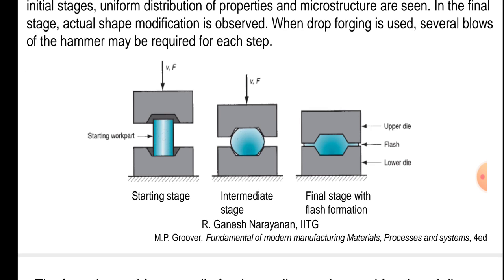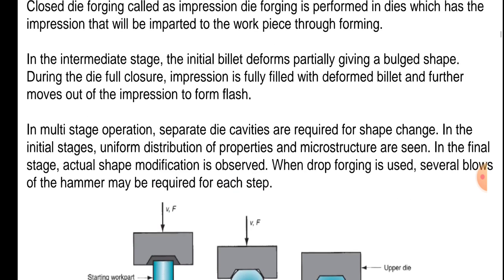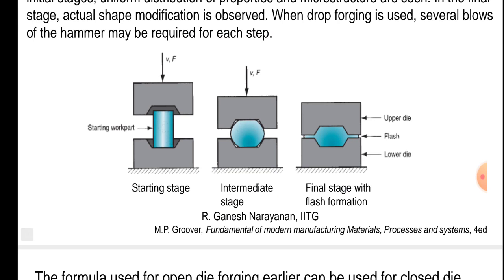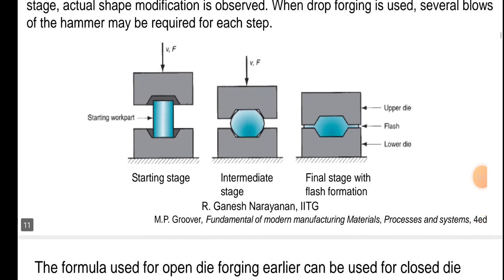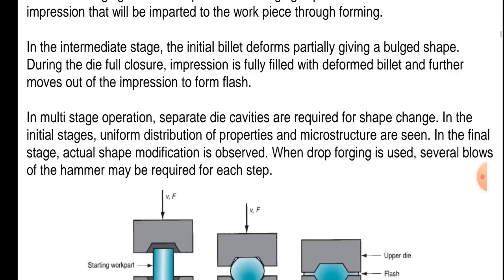The diagram shows closed die forging, in which the starting workpart is given with two dies. One die is with the workpiece and the other die falls on the workpiece with velocity v and force F. The intermediate stage is given in the diagram, and also the final stage with flash formation. So this is the closed die forming process.